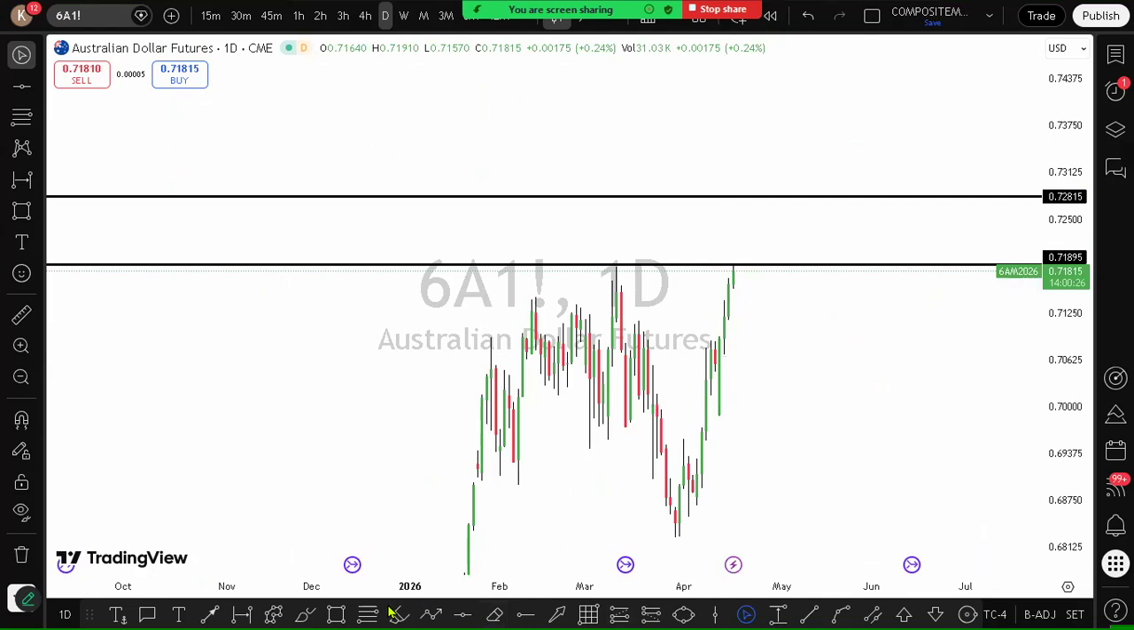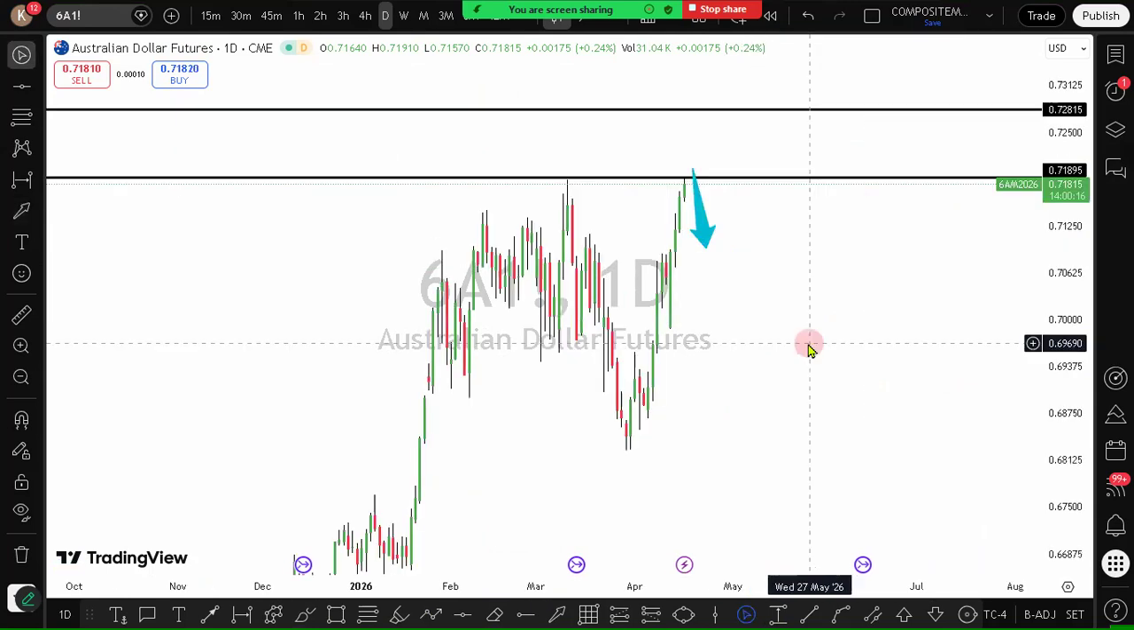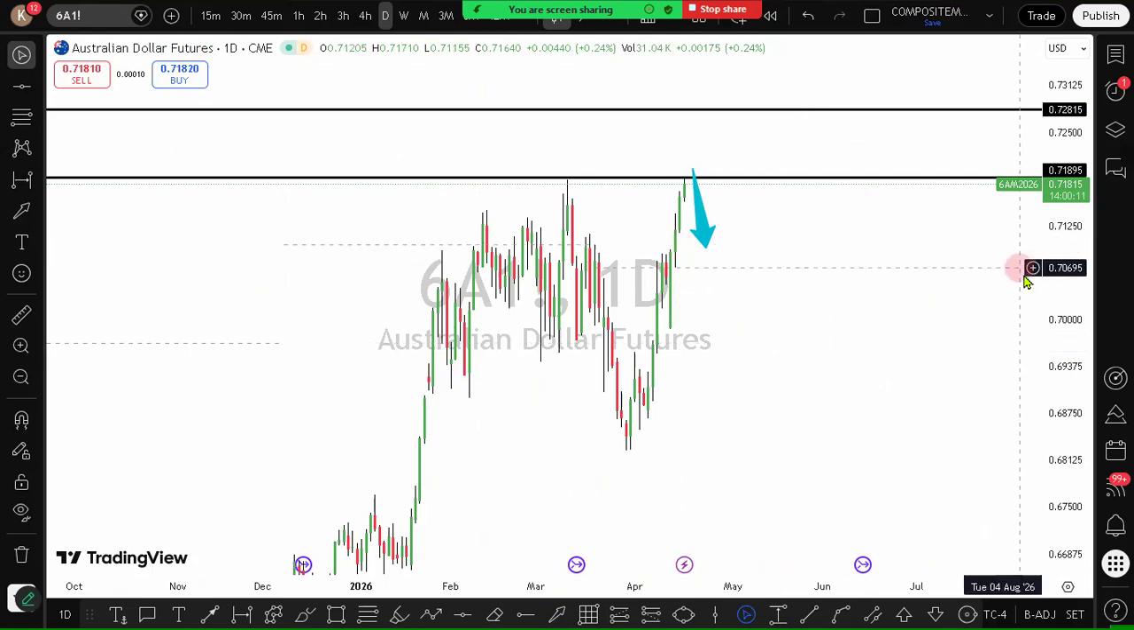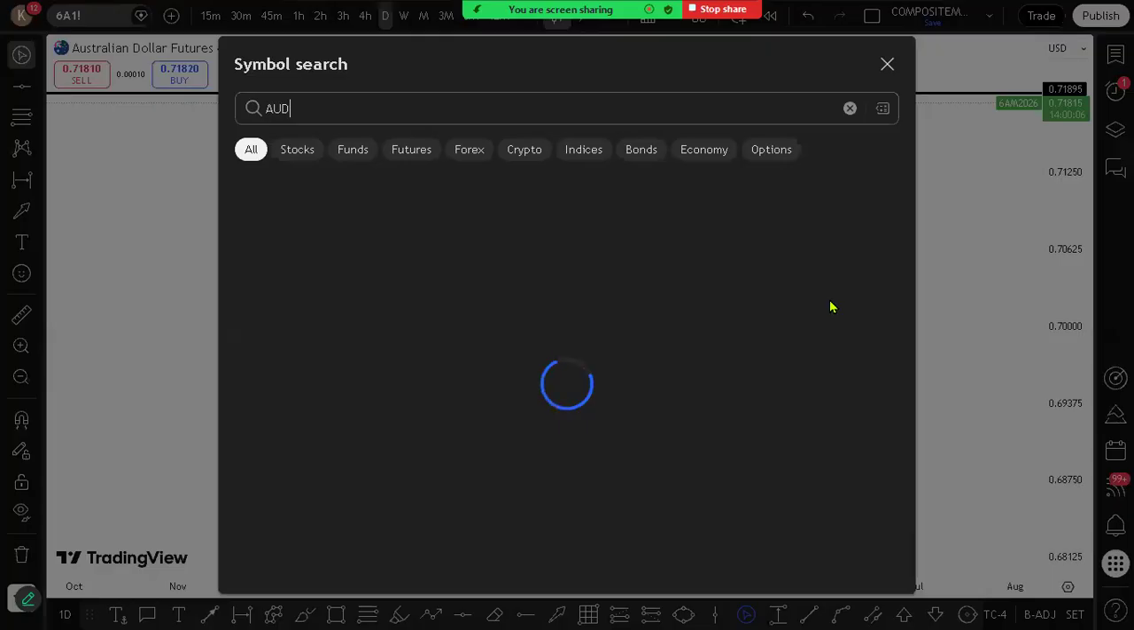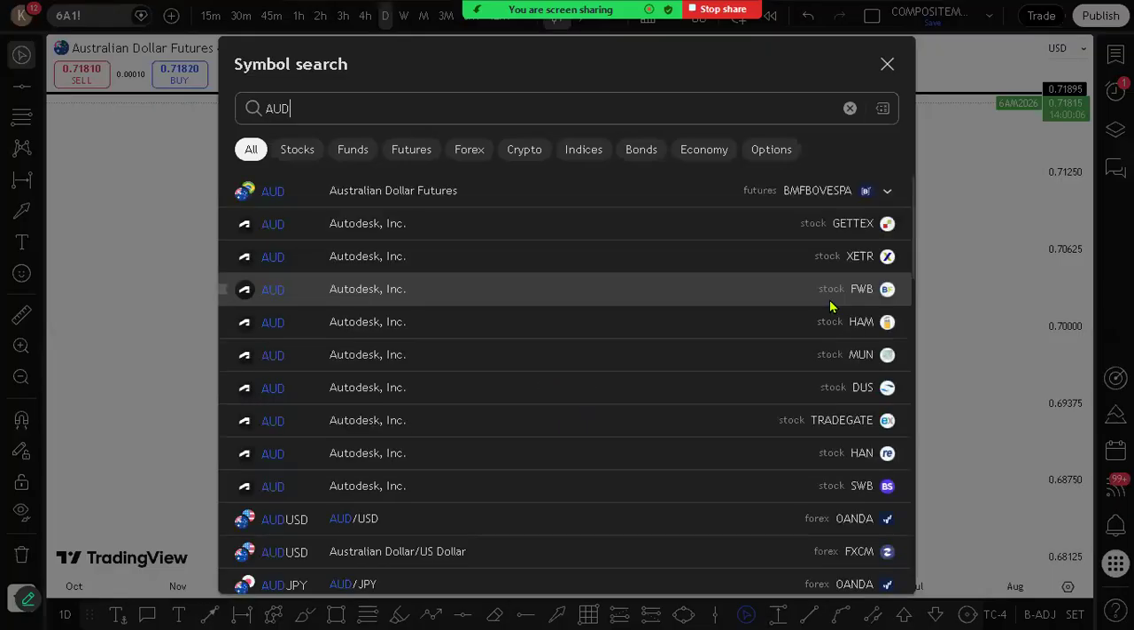So what are we looking at? We are looking for a drop from that area. A drop from that area, guys. Nothing else to wait. We need to be in this trade. So look at this. I'm going to show you on the AUD because that is the AUD futures.